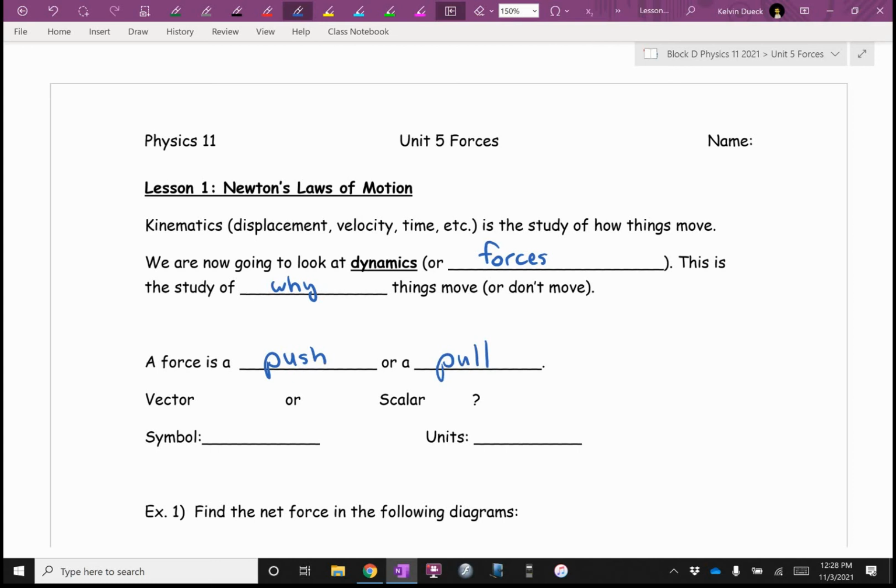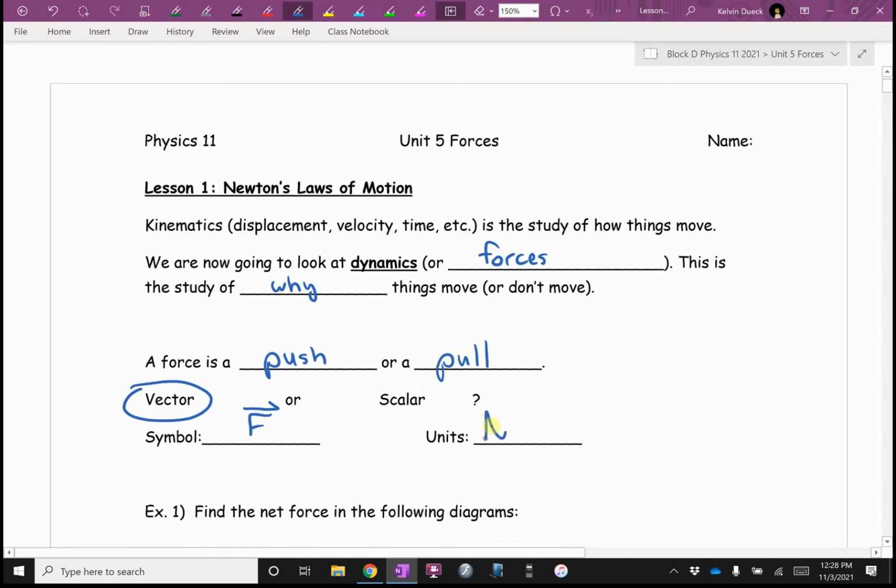Is force a vector or a scalar? It is very much a vector. We're really going to have to pay attention to directions here. Force is a key concept in physics, and so it has its own special symbol, capital F. And I'll put the vector symbol above it to remind myself that it's a vector, that it has direction. Why not lowercase f? Lowercase f, frequency, already taken. Capital F for force.